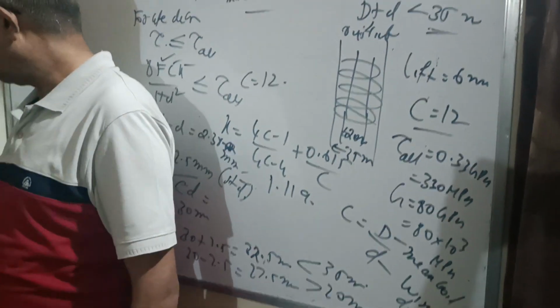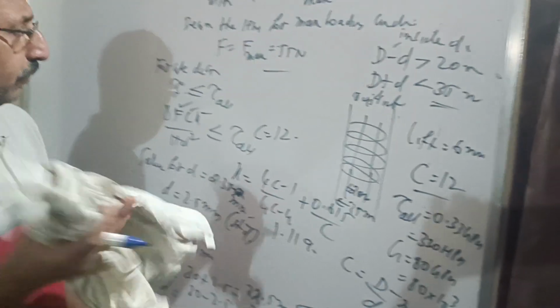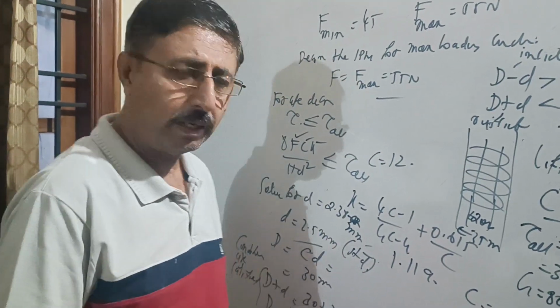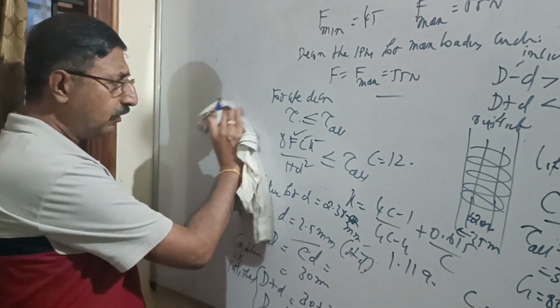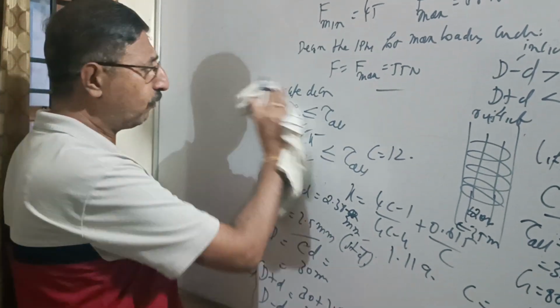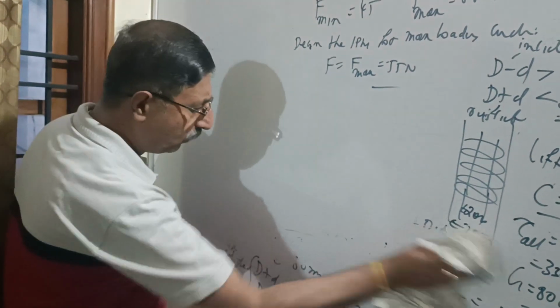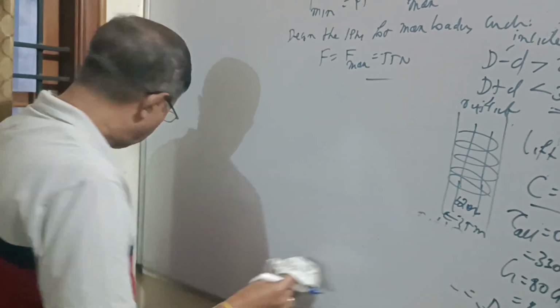Okay. So next, after this, what is it that I have to do? We have to find out the deflection, because the deflection is not given in this problem. So let us find out the deflection. How to find out the deflection? For that, first let us find out the spring stiffness. Now how to find out the spring stiffness?